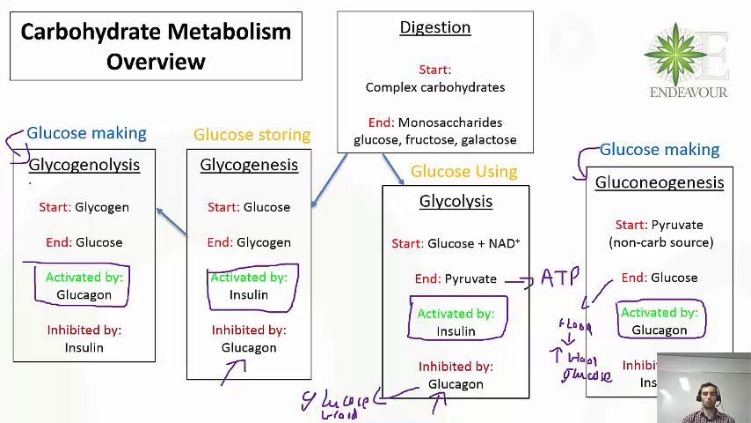So we have these two ways of making glucose. We can either break down glycogen into glucose via glycogenolysis, or we can actually make the glucose from the non-carbohydrate source of pyruvate via gluconeogenesis. However, both these glucose making processes are actually inhibited by insulin. So insulin will actually promote the usage of glucose for other processes.